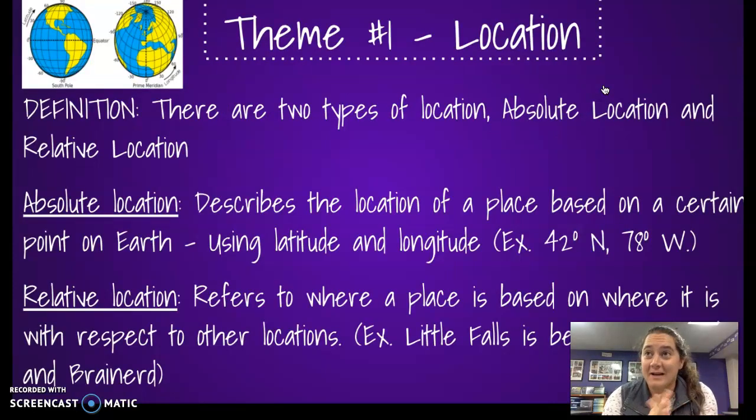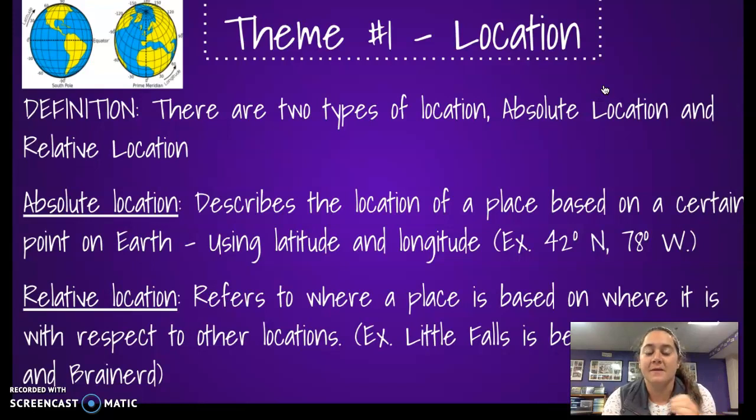As you can imagine, with the 5 themes of geography, there are 5 themes. Today I'm going to explain all 5 themes, but you're only really going to be doing research on 3 of them to start. And honestly, I feel like the 3 that you're researching are the easier ones to find information and research on, so you'll be okay.